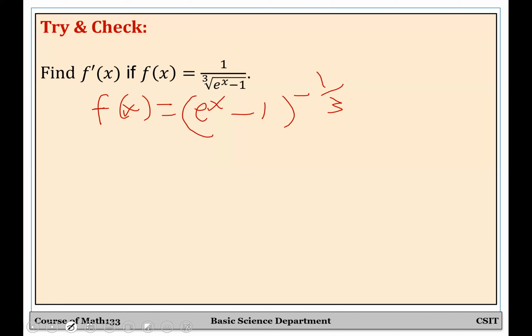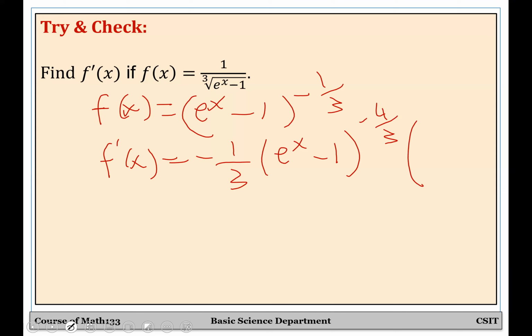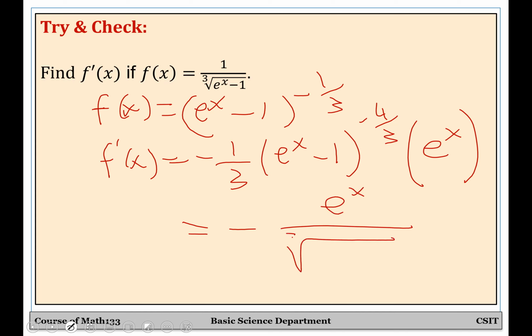but it is in the denominator. So when it is in the numerator, it will be minus 1 over 3. Now I will differentiate. So it's minus 1 over 3 times e^x minus 1, minus 1 over 3 minus 1, that means minus 4 over 3, but times the derivative of the function inside the power. So it is e^x, and the derivative of minus 1 is 0. So we can leave it like that, or write it something like that. Cube root of e^x minus 1 power 4.